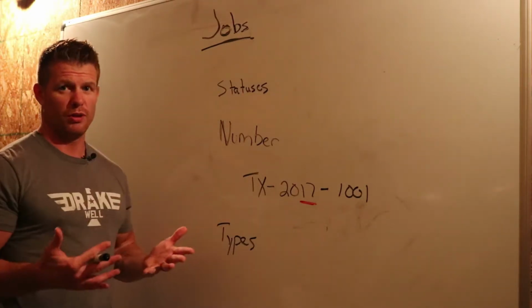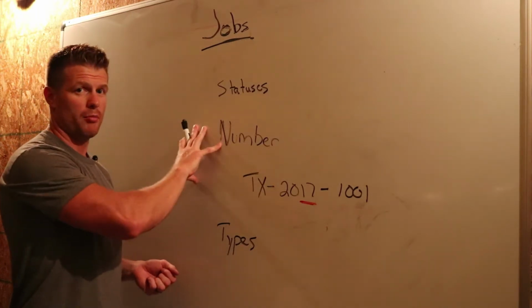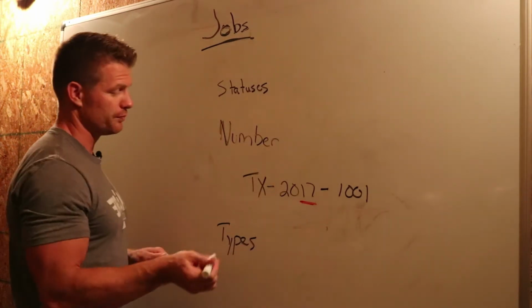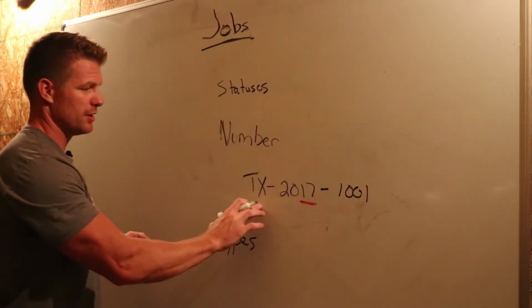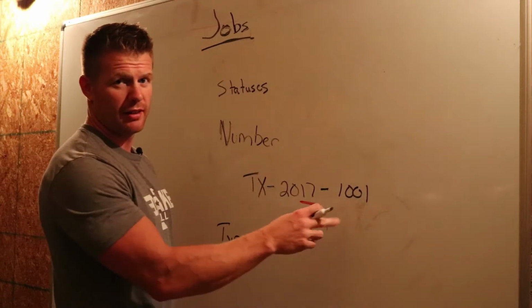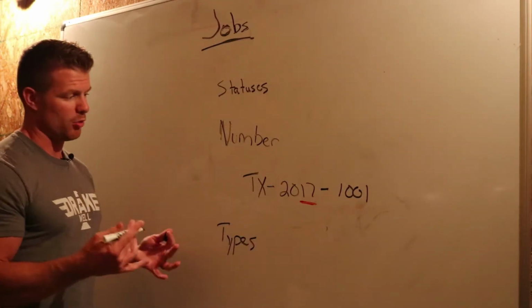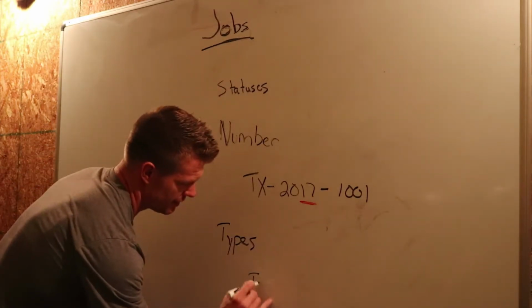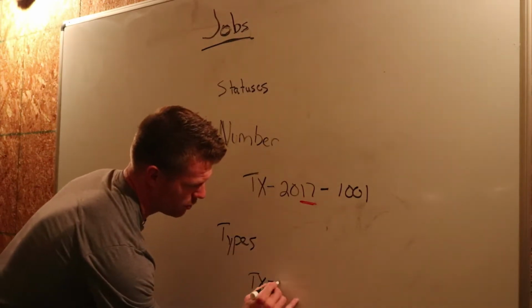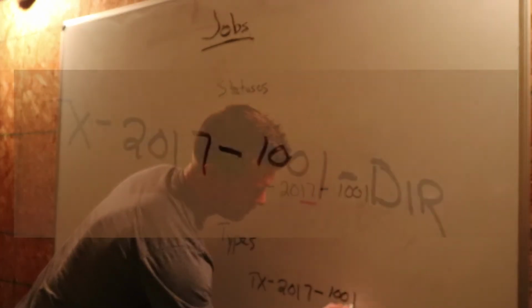Now what becomes really cool is you can actually use a combination of the types and generate your own job numbers based on the type. So maybe you want to take our example one step further. So let's go ahead and say right now we're doing Texas 2017 first job of the year. Well, maybe for our directional jobs we want to add a little more. So maybe it's going to be Texas 2017. We're going to go 1001 and it's a directional job. So we're going to put the abbreviation DIR at the end of it.